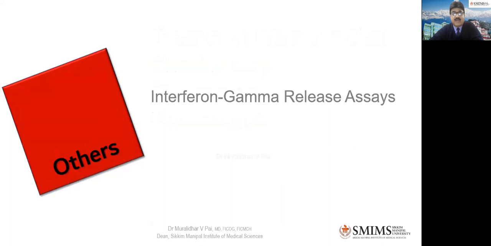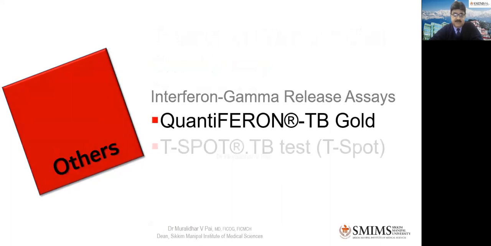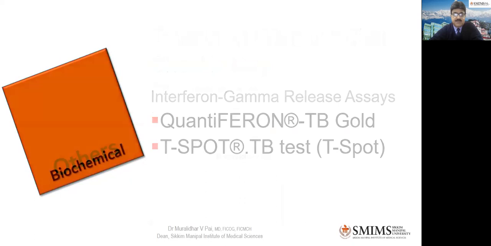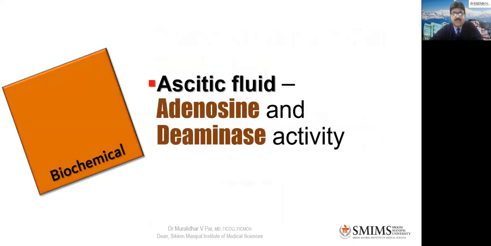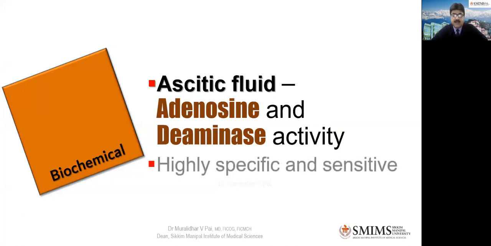Interferon gamma release assays have come, but these tests are not very popular. There's something called T-spot or TB test, T-spot. But biochemical tests, whenever you find ascitic fluid, you can take that and send it for biochemical analysis. If adenosine deaminase activity is present, it is highly suggestive of tuberculosis because it is very specific and sensitive.